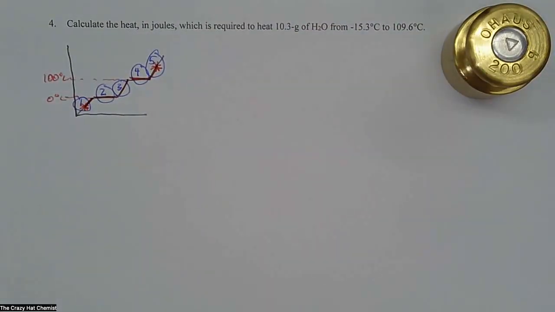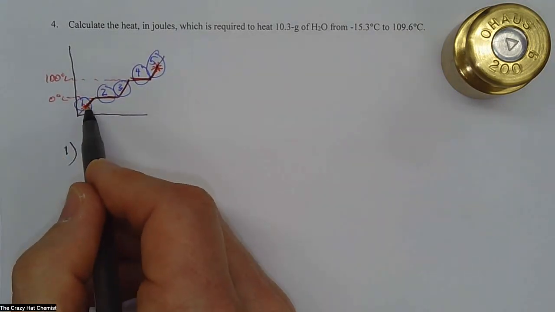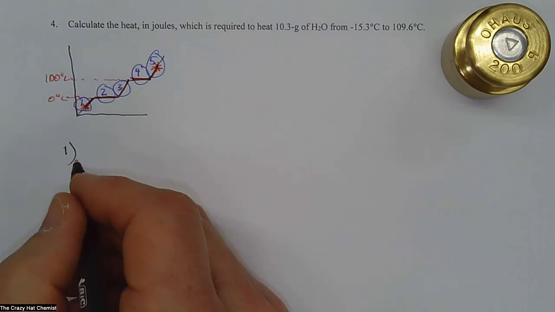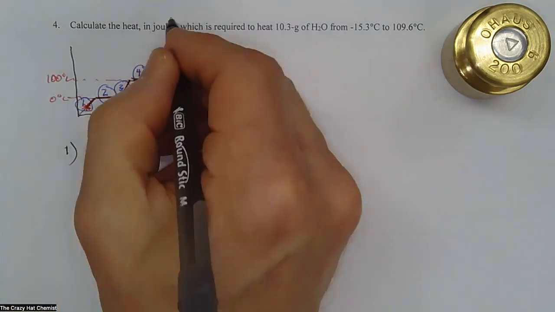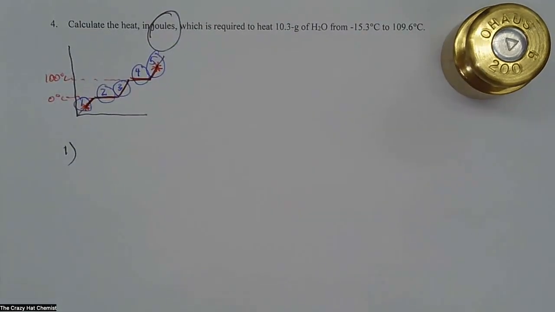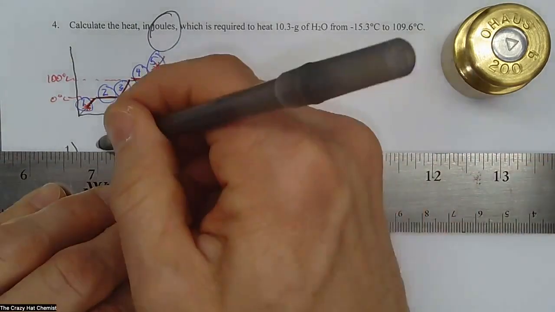All right. So step number 1 is based on the specific heat capacity for ice. So here we go. We're just going to cancel out units. We are looking for joules. That's what we want finally in this problem. Okay. All right. So here we go. We're going to pull out our ruler to make this look nice and pretty here.